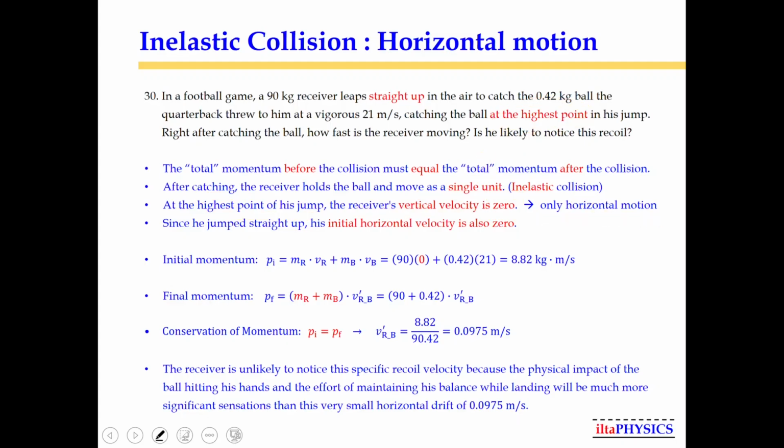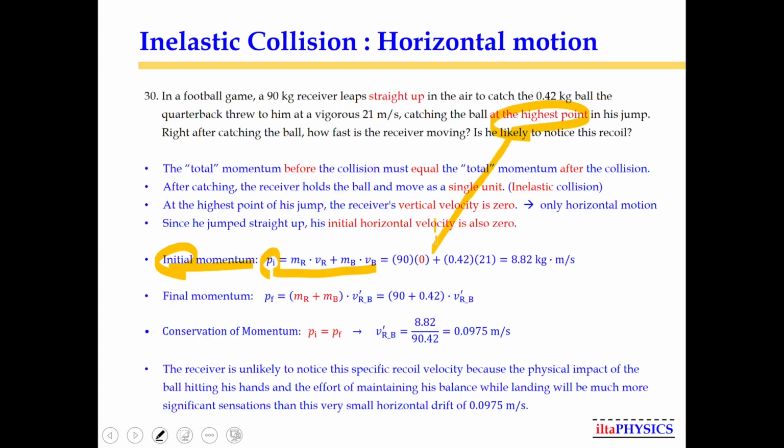Second, since the receiver jumped straight up vertically, his initial horizontal velocity is also zero. If you understand these two hidden conditions, you can solve the problem with a simple formula. First, the total initial momentum before the collision is the sum of the mass times velocity for both the receiver and the ball. As we just discussed, the receiver's horizontal velocity is zero.